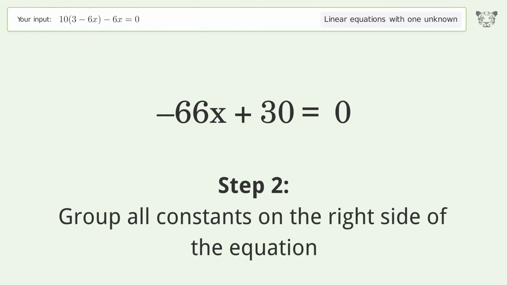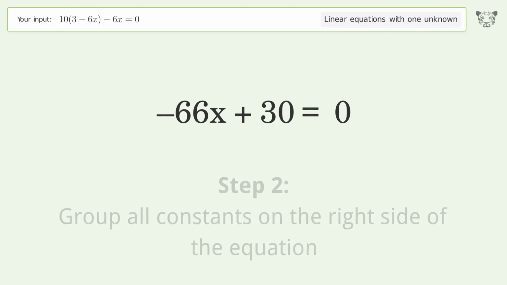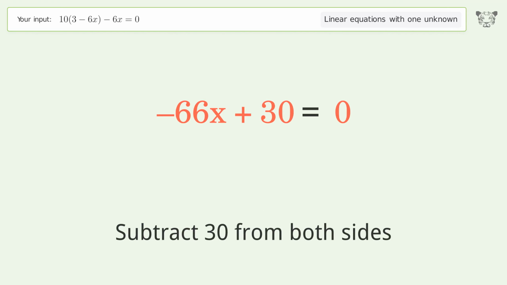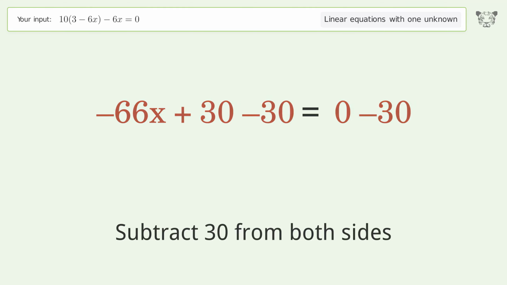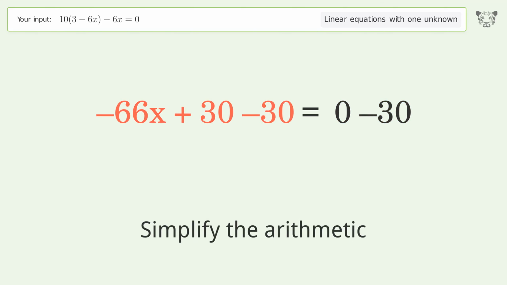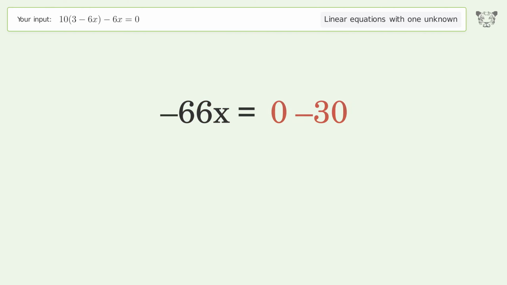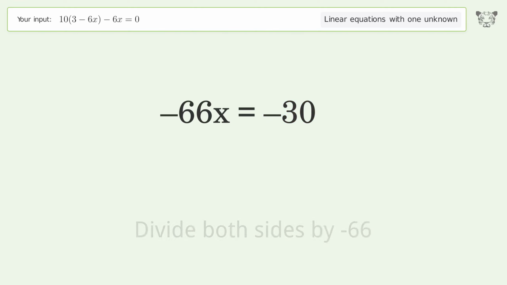Group all constants on the right side of the equation. Subtract 30 from both sides. Simplify the arithmetic. Isolate the x. Divide both sides by -66.